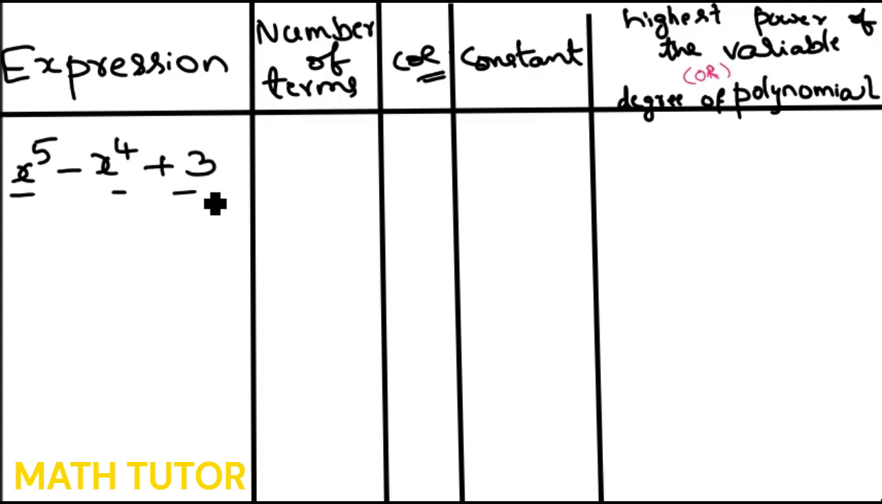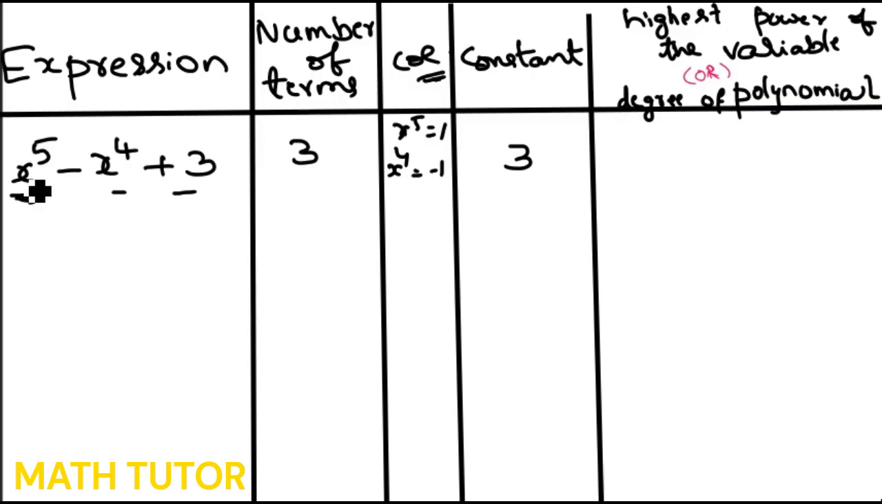How many terms are there? We have 3 terms. And what is the coefficient? Coefficients are different. Suppose if anyone asks the coefficient of x to the power 5, that is 1. Okay. And the coefficient of x to the power 4 is minus 1. And what's the constant here? 3 is the constant.